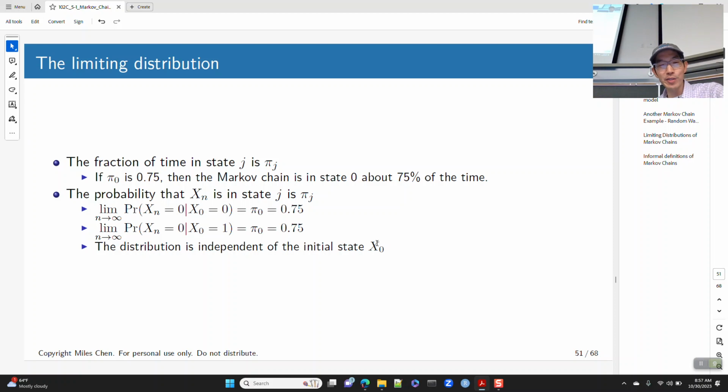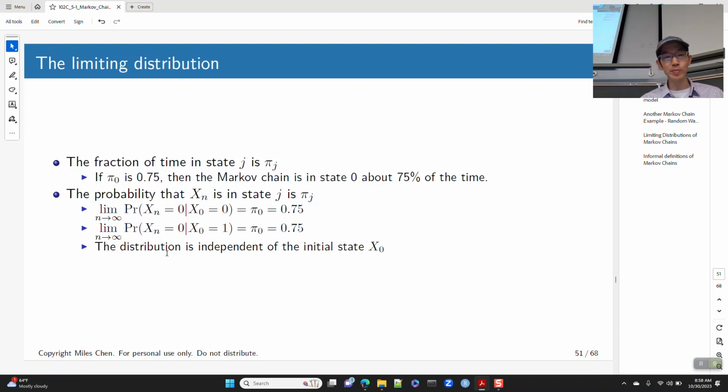So we want to have this thing known as the limiting distribution, and that's going to be the fraction of the time that state j is pi j, right? If pi 0 is 0.75, then the Markov chain is in state 0 around 75% of the time. And so the probability that X at time n is in state j is going to be pi j, and we're going to say as n goes to infinity, the probability that we end up at state 0 is going to be 0.75 regardless of what our initial state at time 0 was. Okay, so whether I start off at state 0 or state 1, we want to talk about the probability that I end up at state 0 at some arbitrary point in the future, state n.